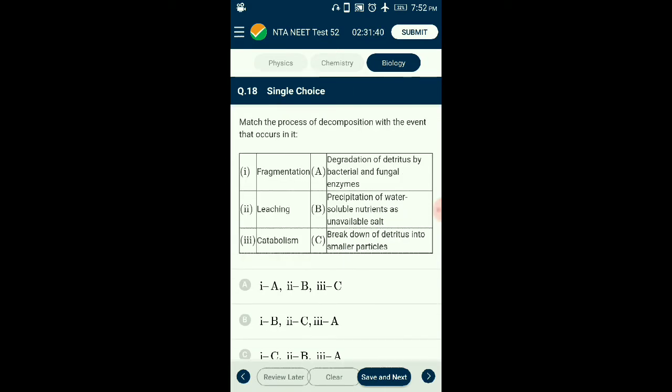Question number 18. Match the process of decomposition with the event that occurs in it.